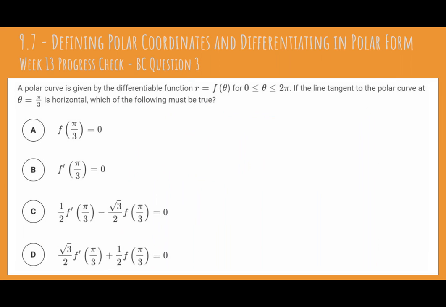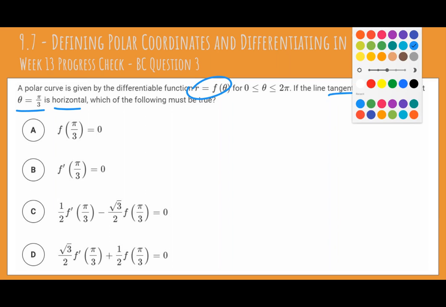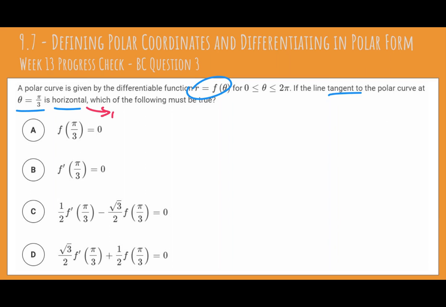All right, last question. We have a polar curve given by r equals f of theta. The line tangent to the polar curve at theta equals pi over 3 is horizontal. Which of the following must be true? Well, what we need to keep in mind is a horizontal line has a slope of 0. So what this is telling us is that dy dx is equal to 0.